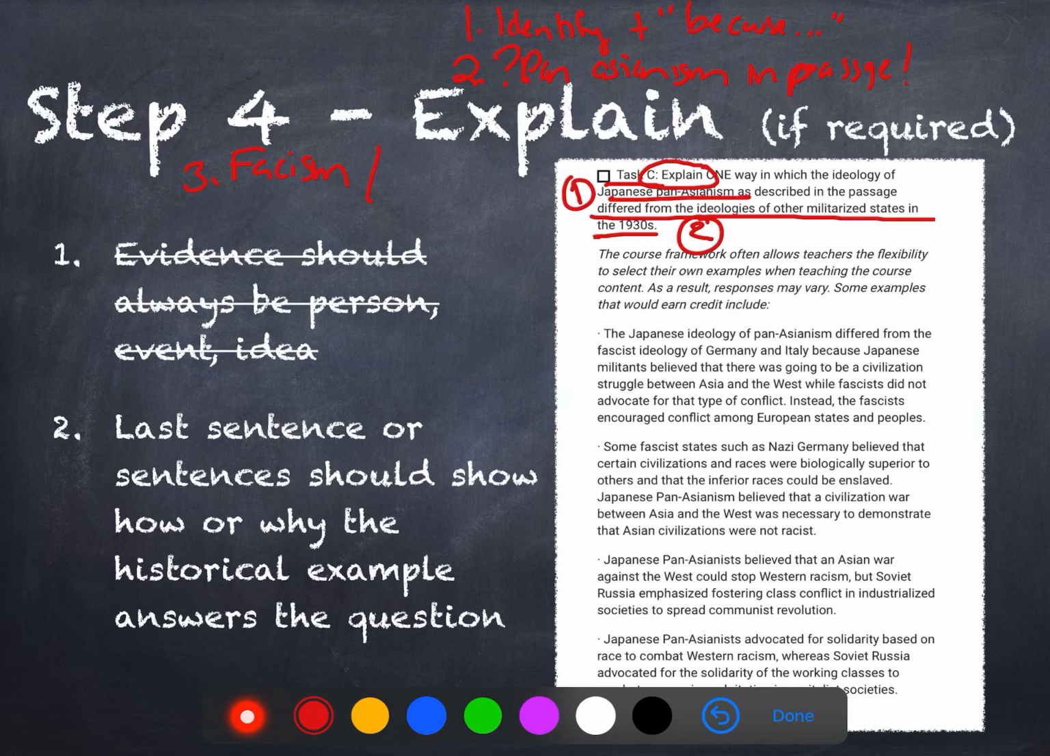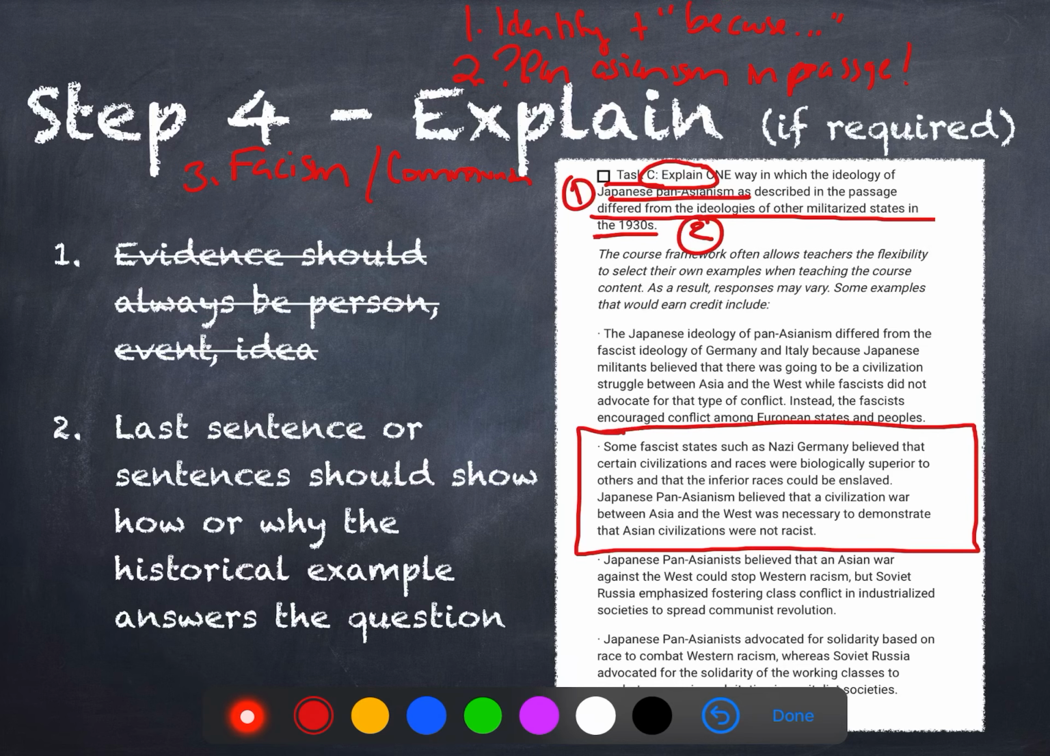What other ones? Communism in Russia. So I'm going to pick one. Am I going to compare Pan-Asianism in Japan to fascism or to communism in Russia? Let's take a look at one of the good answers that we have here. I just assume that many of you are getting down with fascism. So here's what a great answer would be for that one.